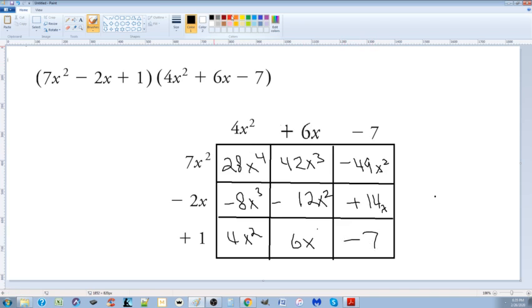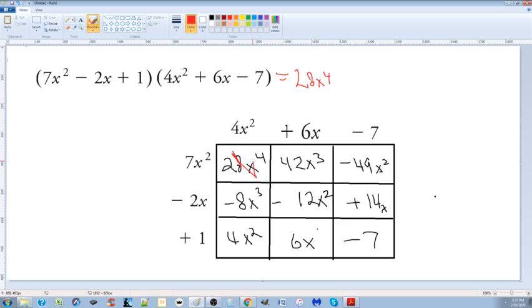Now here's the beauty of this. Diagonally, you will find the like terms. And if you don't, you've made a mistake somewhere. And don't forget this minus here. This is the beauty of it, so you don't have to worry. So this term here, by the way, will always be the first term, and this term here will always be the last term. So this one is equal to 28x to the 4.